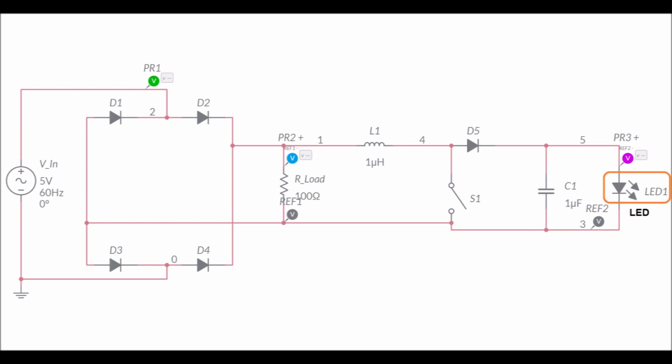Now coming to the LED, which is the most visible part of the circuit, this LED acts as a visual indicator. It turns on when enough voltage is available, which shows that energy from the wind generator is successfully converted and delivered to the output. In this project, the LED does not represent a high power load. Instead, it demonstrates successful power flow and energy conversion.